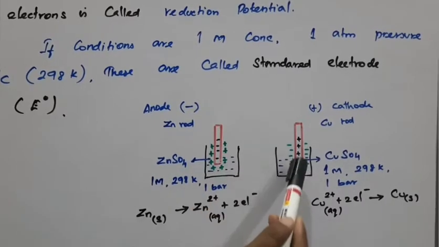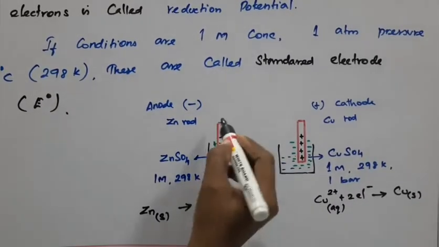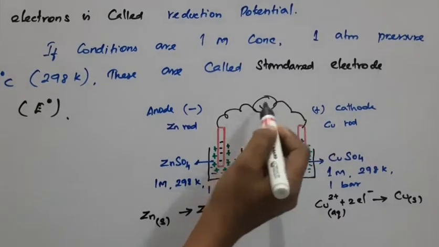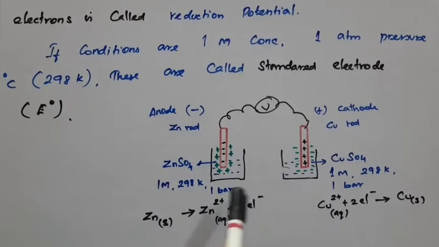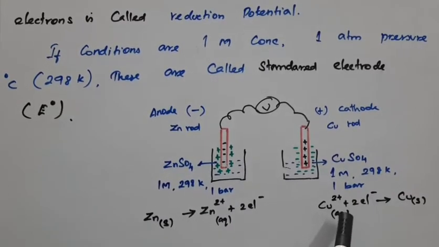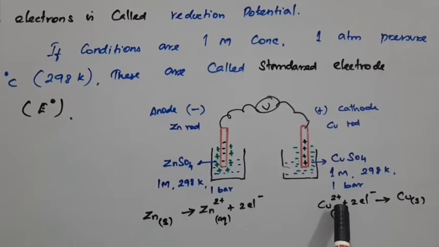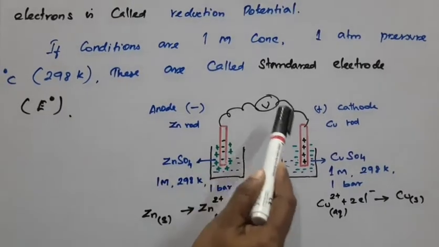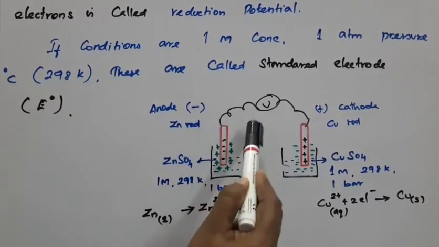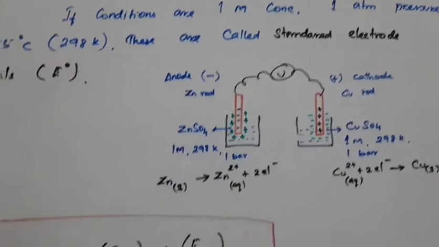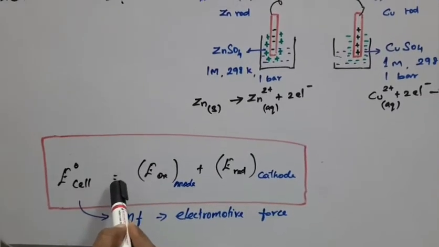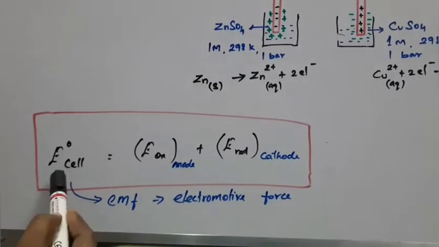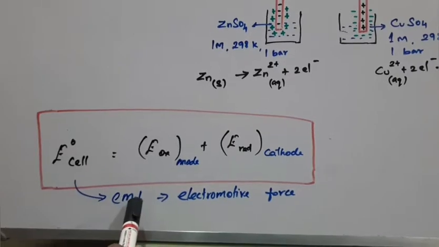The total potential difference between these two half cells is measured in volts; it creates electric energy. That is oxidation potential or reduction potential. Here reduction means copper 2 plus gains electrons and gets reduced to copper. The total difference between these two half cells is called E naught cell, the cell potential. Cell potential equals E oxidation plus E reduction. That is the cathode side. So E naught cell is nothing but the electromotive force.